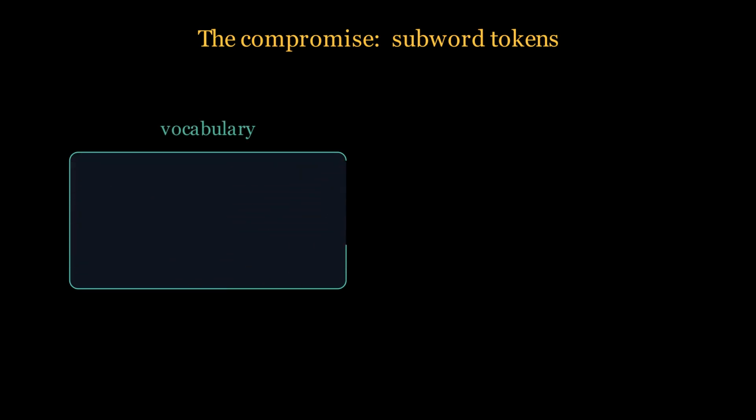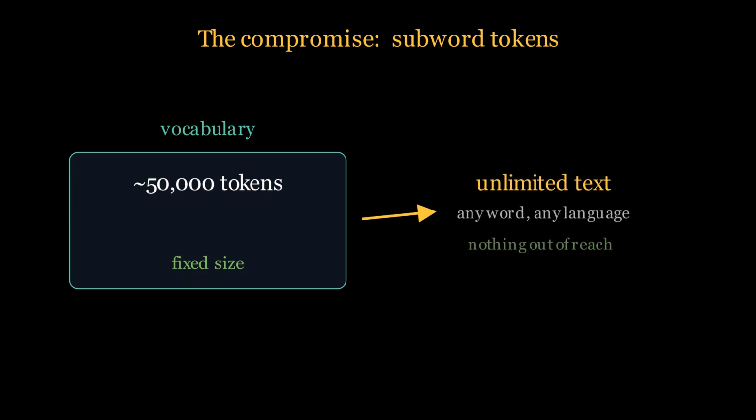Now a fixed vocabulary, often around 50 to 100,000 tokens, can spell out literally any text you throw at it, including words it has never seen. Frequent things are efficient, rare things are still expressible, nothing is ever out of reach.